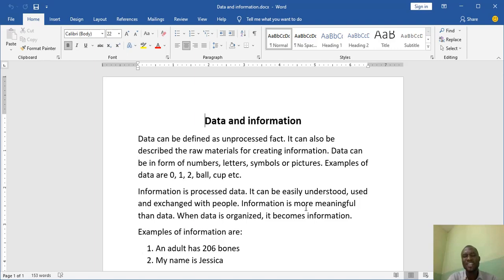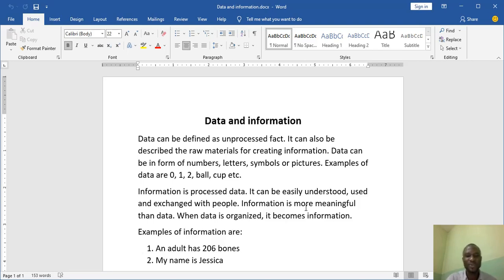Now, let me give an example. I talked about data being things like cup, table, four. But if I want to use information, I can say there are four cups on the table. That is information because it makes sense. I didn't just say random words. There are four cups on the table. I guess you get it now.